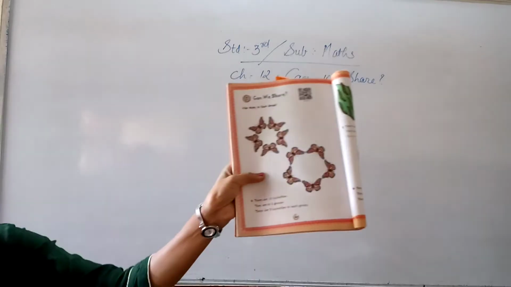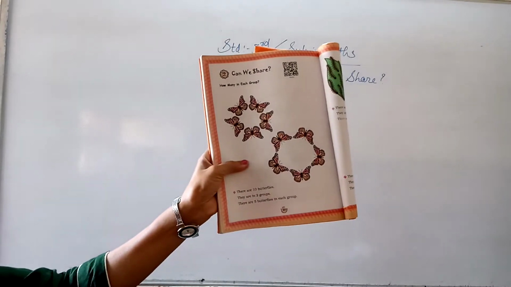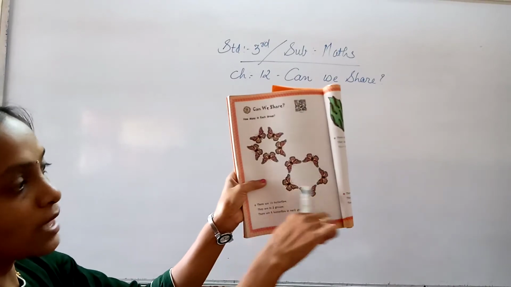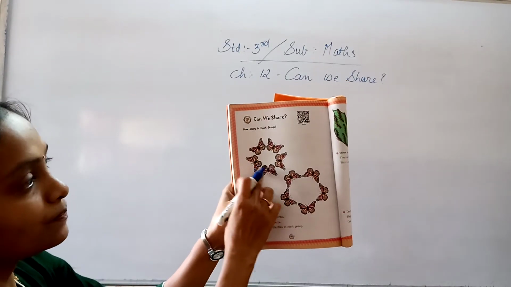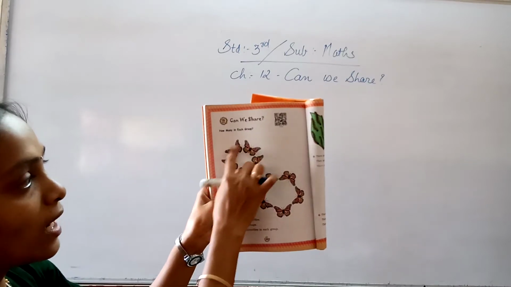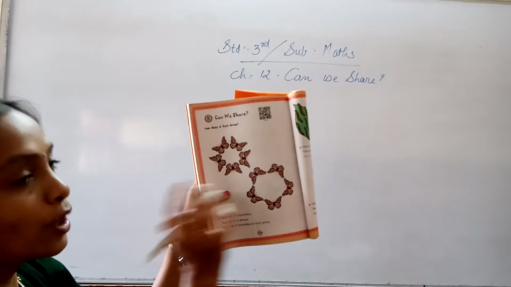You can see the picture of butterflies given over here. So here you just count it. Two groups are there, and how many butterflies in one group? So you can see 5 butterflies are in one group.